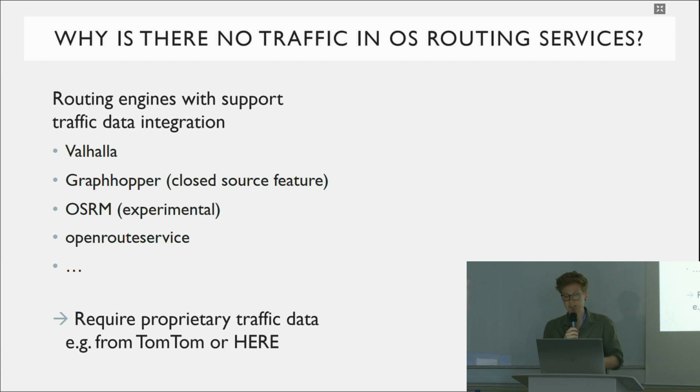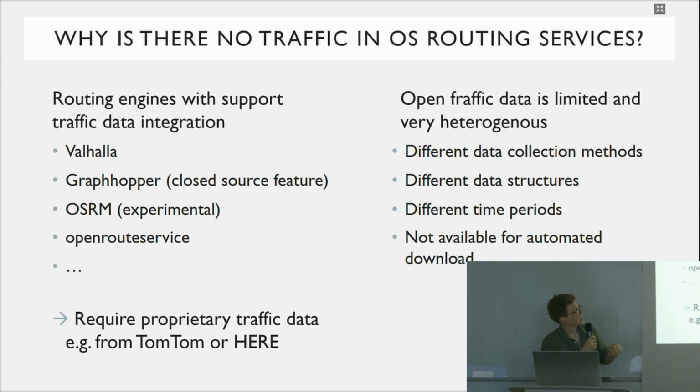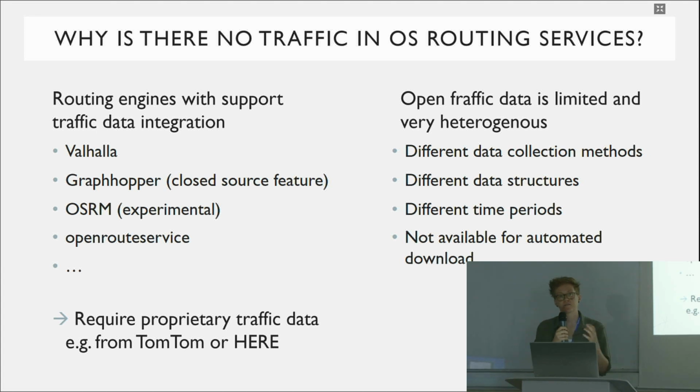But what about open data? There are municipalities and organizations who do publish traffic data. The problem here, though, is that it's always very limited, only to a certain area, maybe a city. And data-wise, they're also very heterogeneous. Different time periods, different data structures, and oftentimes it's not available for automated download. So if you want to operate a routing engine or a service, you cannot have someone manually always download the data and assimilate it. It's just not a viable solution.